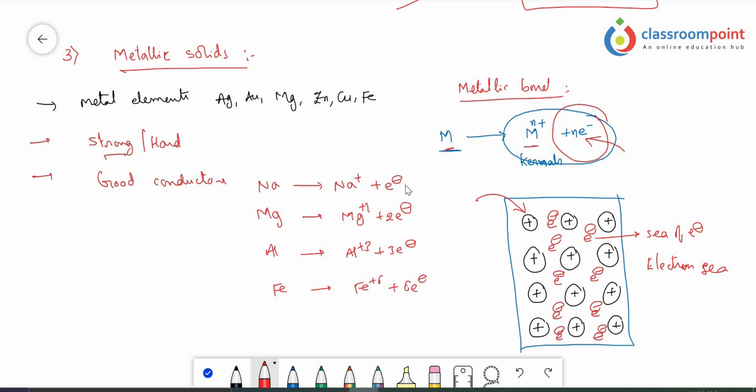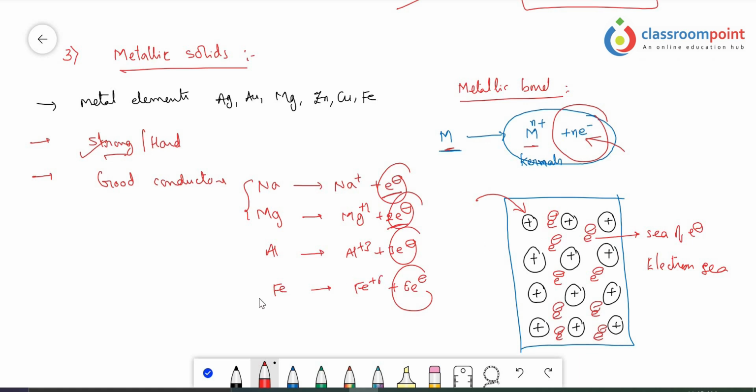Like that. The more electrons available, the stronger the metallic bond formed, and the stronger the metal. That is the reason why s-block metals are very soft in nature. Starting with the first A group and second A group metals, they are very soft because they release only a small number of electrons. They contribute only a small number of electrons towards the metallic bond formation.